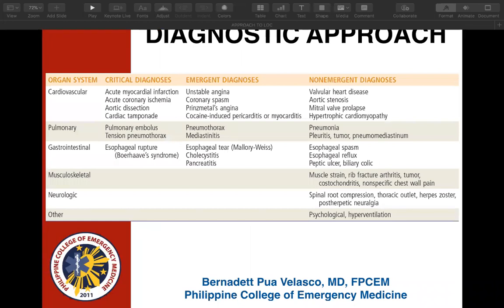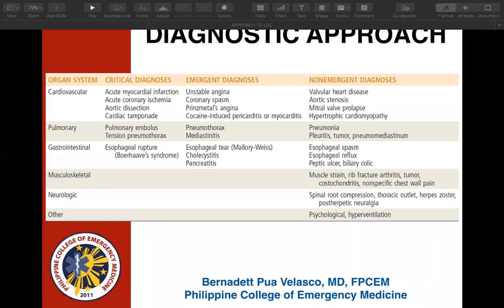Because of the indistinct nature of visceral pain, the differential diagnosis of chest pain is broad and includes many of the critical diagnoses in medicine and many non-emergent causes. So as you can see in this table, it is divided into critical diagnosis, emergent diagnosis, and non-emergent diagnosis. Just like in syncope, you need to think first of the critical diagnosis causes of chest pain rather than thinking of non-emergent diagnosis first.